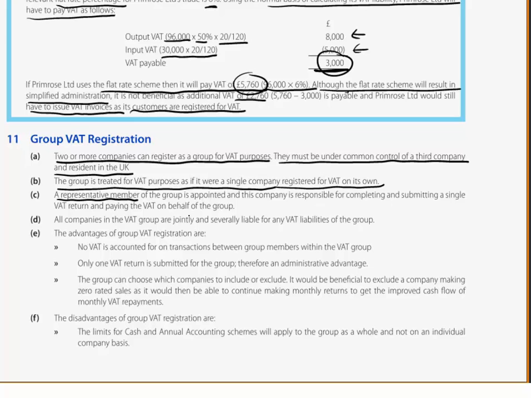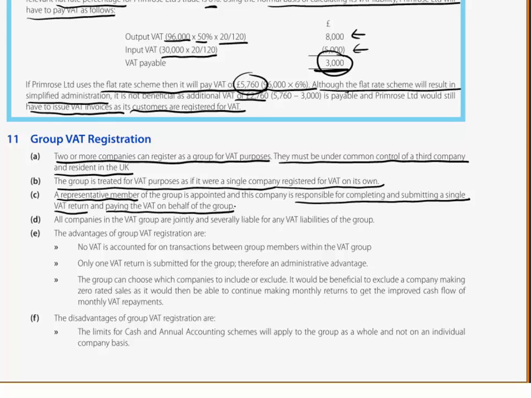Indeed, the parent company doesn't necessarily even have to be within the group VAT registration because of this choice element that exists. But we will choose a representative member of the group, and it's that company that is responsible for completing and submitting what is then a single VAT return for the members of the group within the group VAT registration, and paying then the VAT on behalf of those group members.